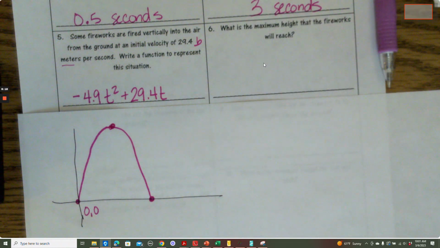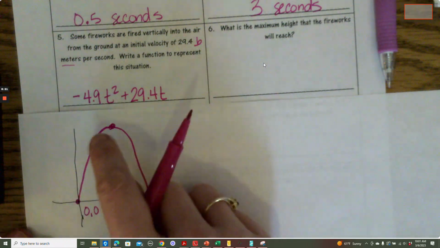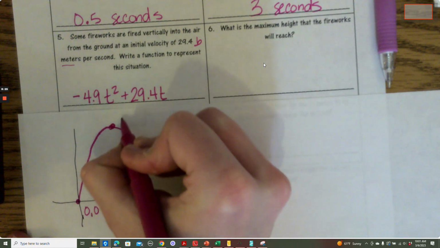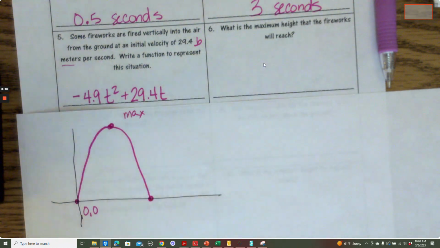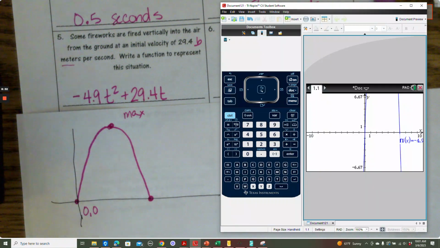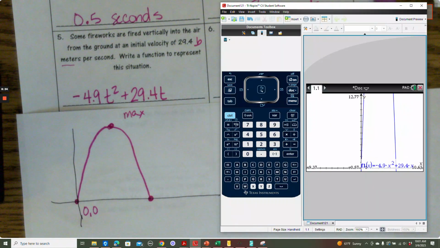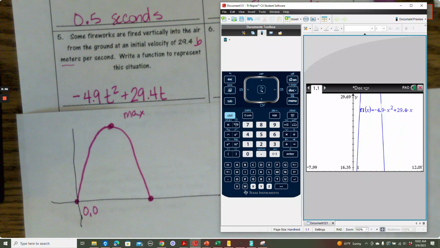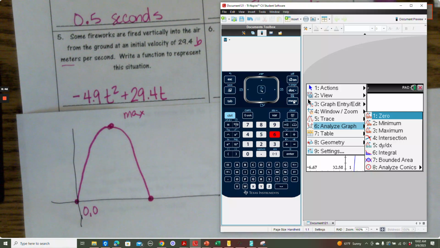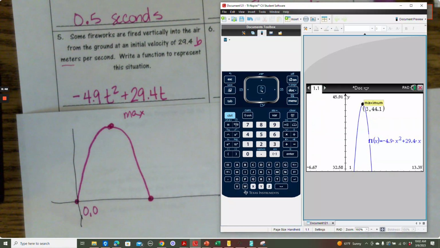All right, number 6 says, what's the maximum height? So again, maximum height is your vertex, and it's going to be a maximum, okay? You can also grab the screen and pull it down if you don't like zooming out, though it's hard to do on those calculators. But you have to be able to see that maximum before you can do menu 6, 3.